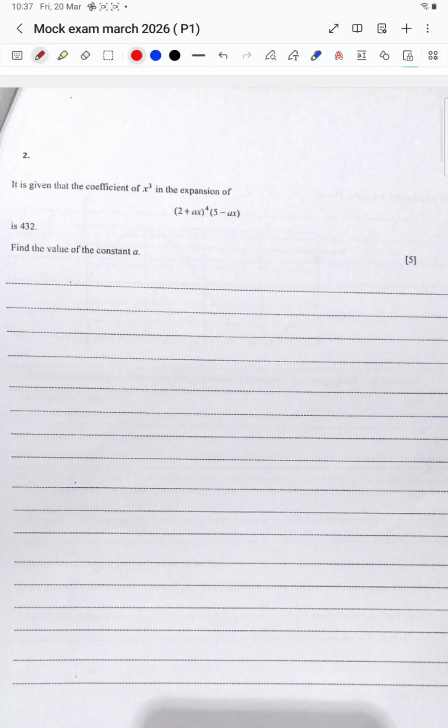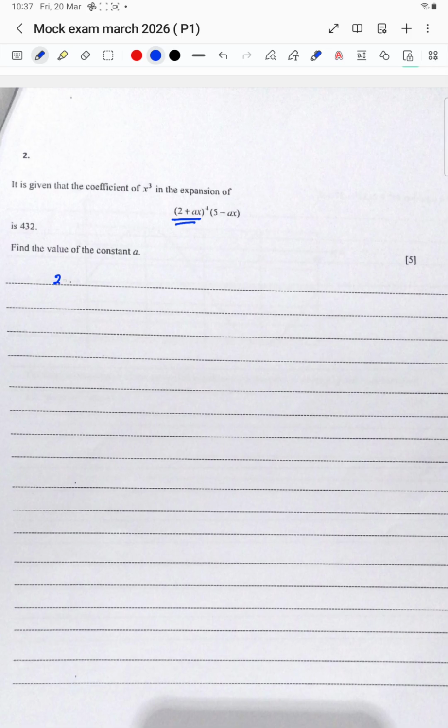It is given that the coefficient of x cube in the expansion of (2 plus ax) whole power 4 times (5 minus ax) is 432. Find the value of the constant a. Here you can see we just need to expand the first expression, that is (2 plus ax) whole power 4.